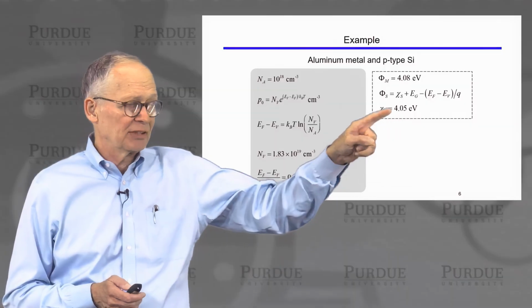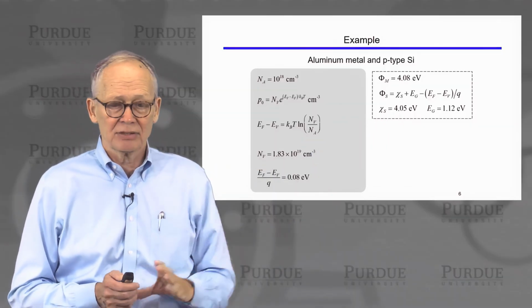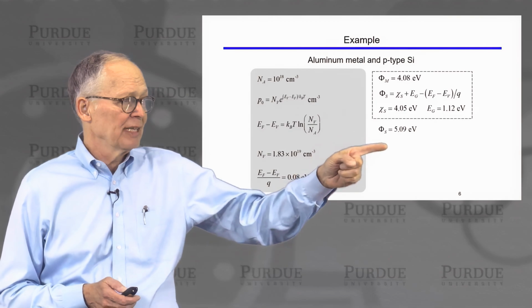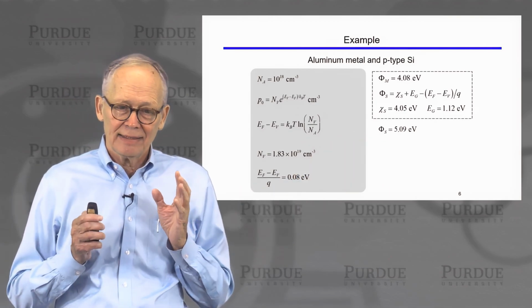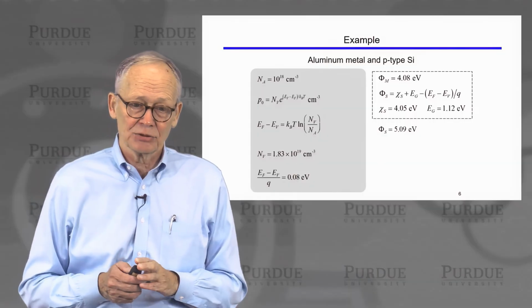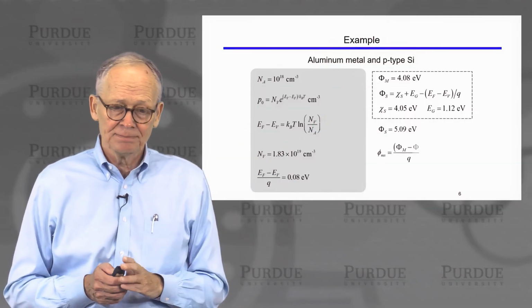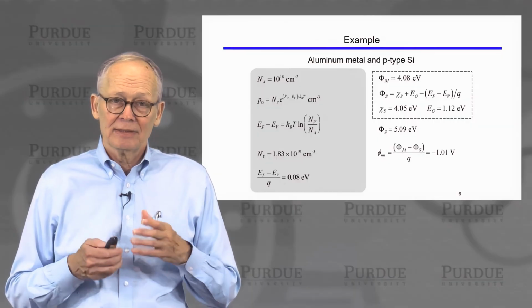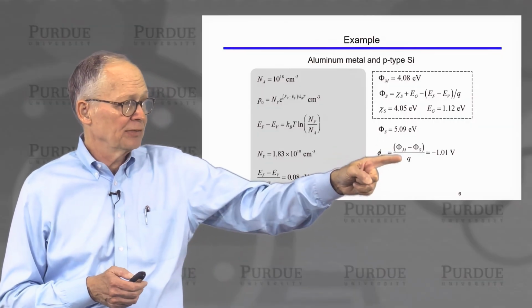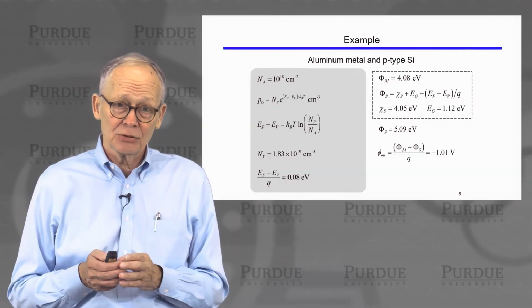Well, the electron affinity of silicon is known. The band gap of silicon is known. We put in numbers and we find that the work function of the semiconductor is 5.09 electron volts. So it's larger than the work function of the metal. If we want to deduce the metal semiconductor work function difference, we just subtract the two.